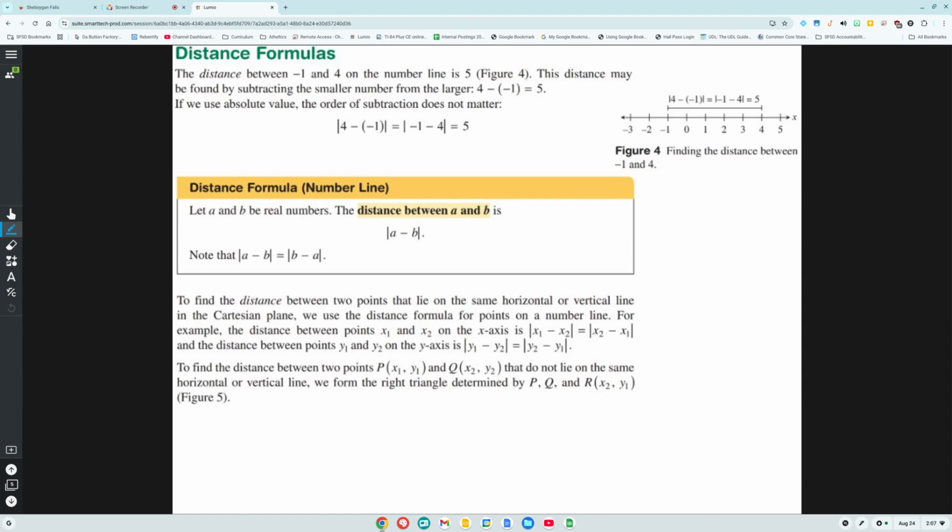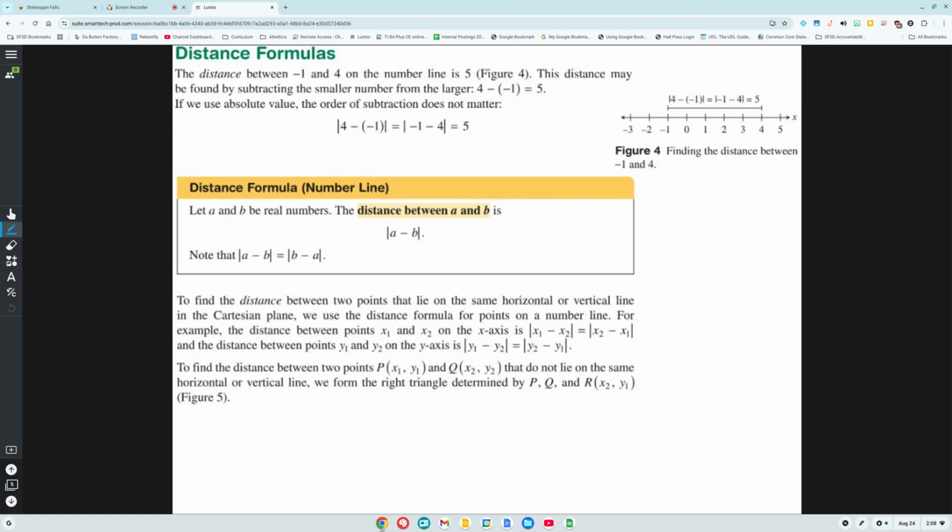To find the distance between 2 points that lie on the same horizontal or vertical line in the Cartesian plane, we use the distance formula for points on a number line. For example, the distance between x1 and x2 on the x-axis is the absolute value of x1 minus x2, which is equal to the absolute value of x2 minus x1, which is why sometimes when you see the distance formula, you'll see it as x2 minus x1, or x1 minus x2, it's the same thing.